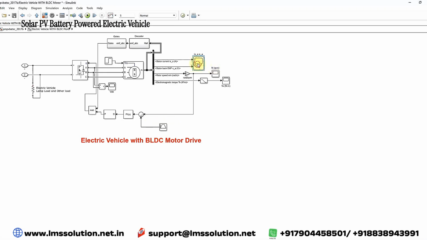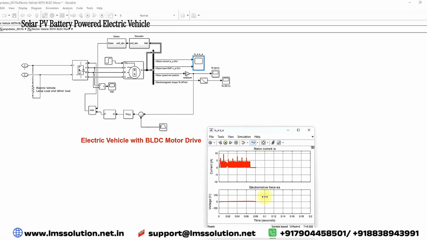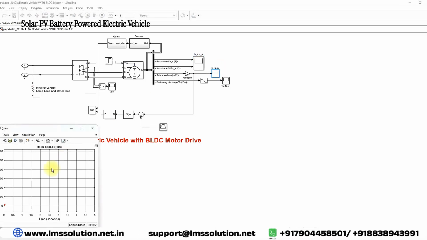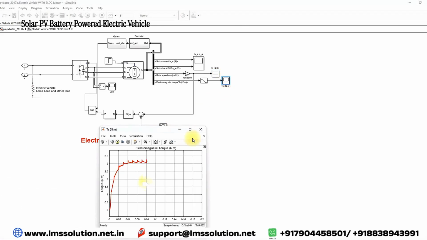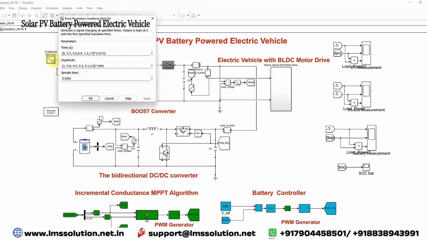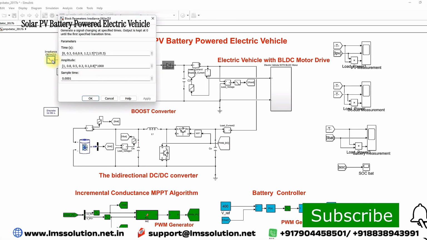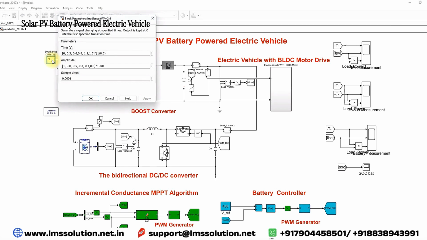Here you can measure the stator current and the EMF of the BLDC motor, here you can measure the speed of the BLDC motor, and here you can measure the electromagnetic torque of the BLDC motor. And here we create the varying irradiation condition scenario. We have to investigate the system performance with varying irradiation, because during driving the solar radiation will vary. We have to project that in detail.